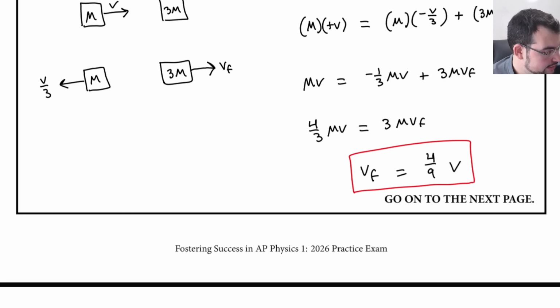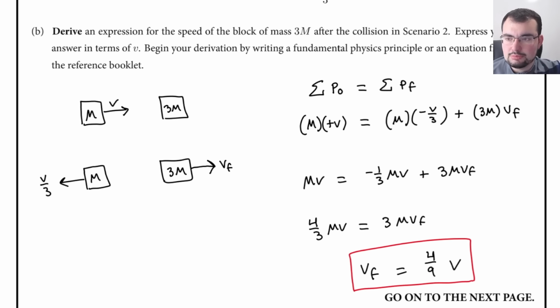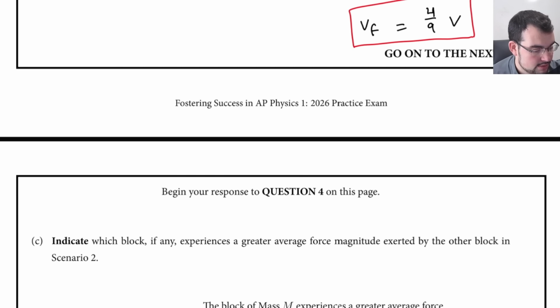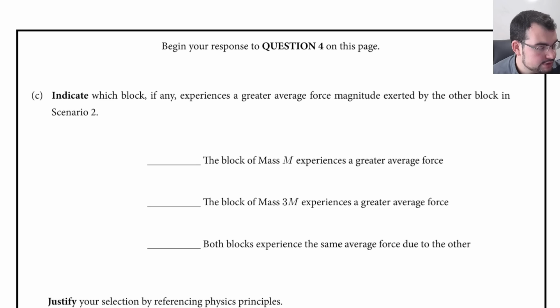Quite straightforward there. So how do you get your derivation points here? Well, you get your first derivation point for saying that the momentum is constant, so any sort of statement of momentum conservation. You get B2 for correctly identifying the system momentum as mv. And then you get point B3 by working through the details to get 4/9. And then a nice little conclusion here.